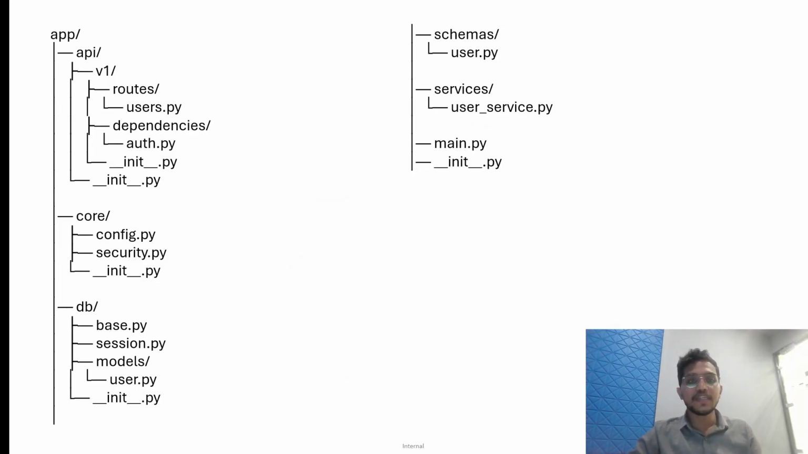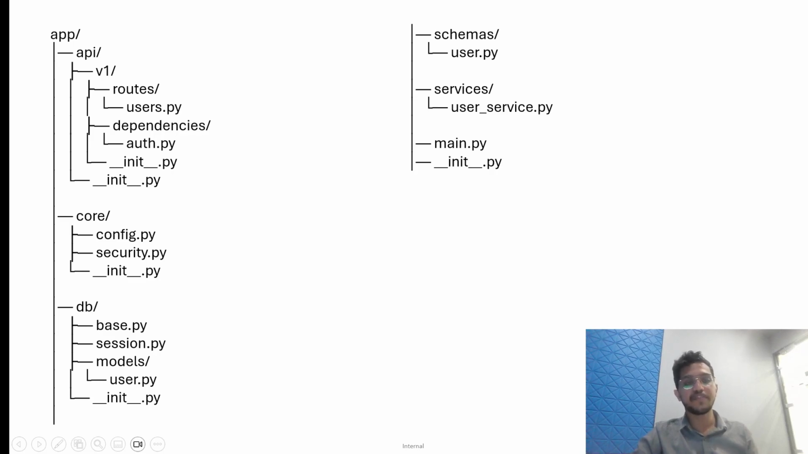Next, let us see the architecture. It's just a simple code structure that we have displayed in this slide, where the whole application will sit inside app. For all the different layers we have different folder structures. All the dependencies of the APIs and all the routers are stored in the API folder. All the core configurations and security are available in the core folder.